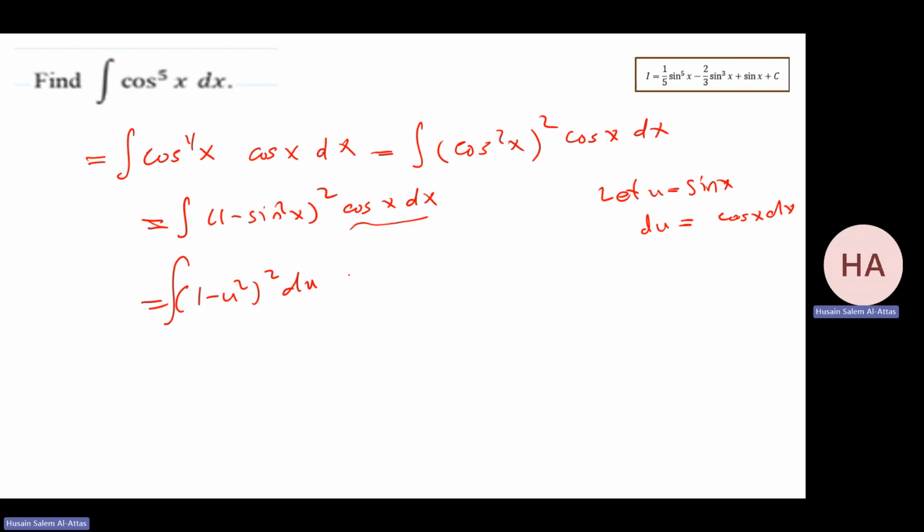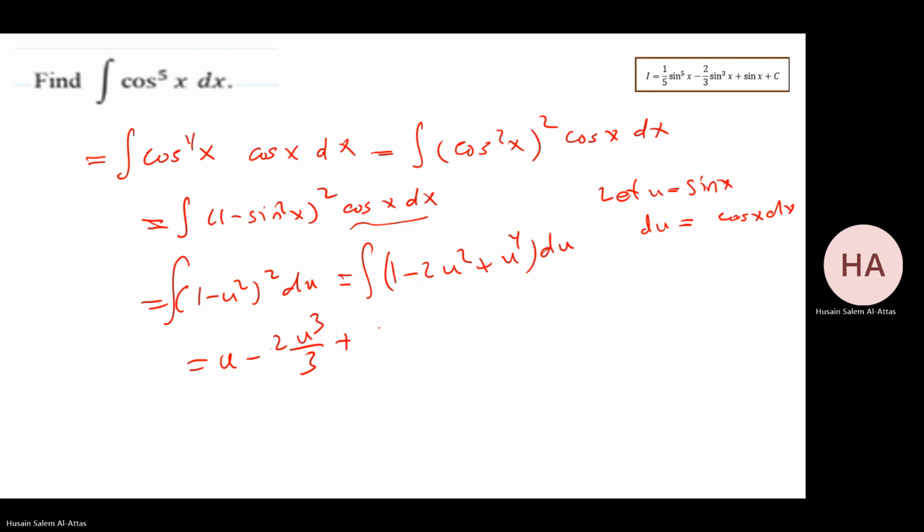And this one equals what? All squared: 1 minus 2u squared plus u to the power 4 du. That will be u minus 2u cubed over 3 plus u to the power 5 over 5 plus c. And u is sine x. So that will be sine to the 5th over 5 minus 2 over 3 sine cubed x plus sine x plus c. Which is this one.